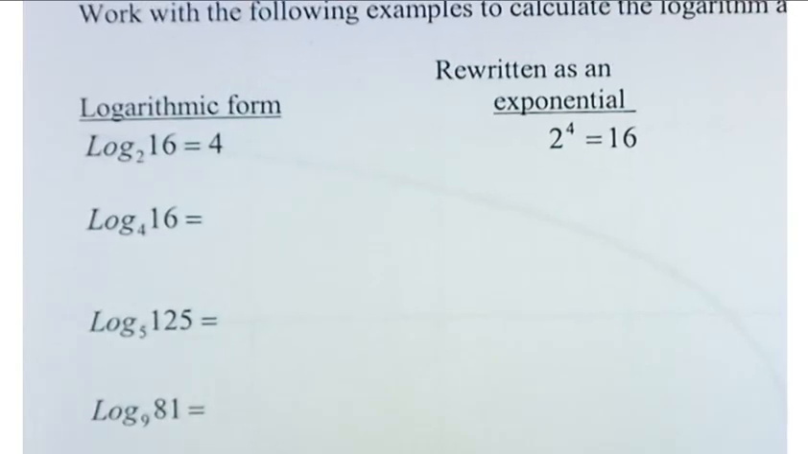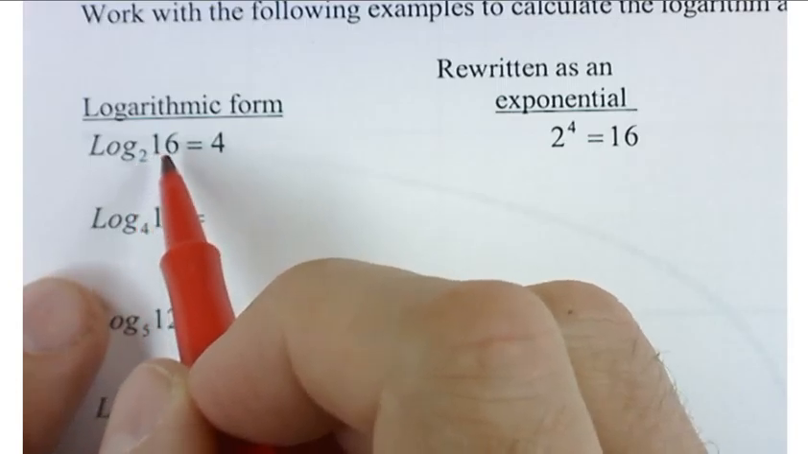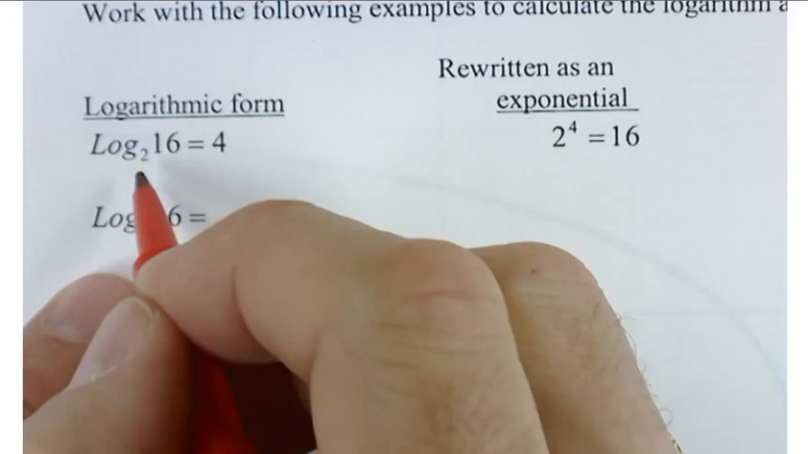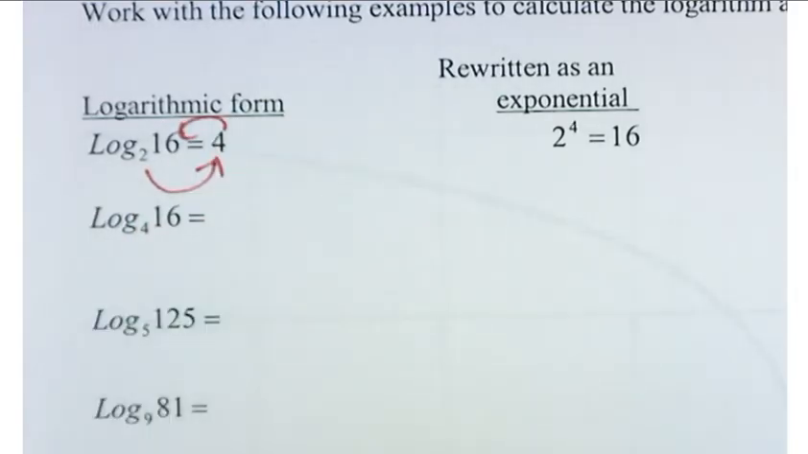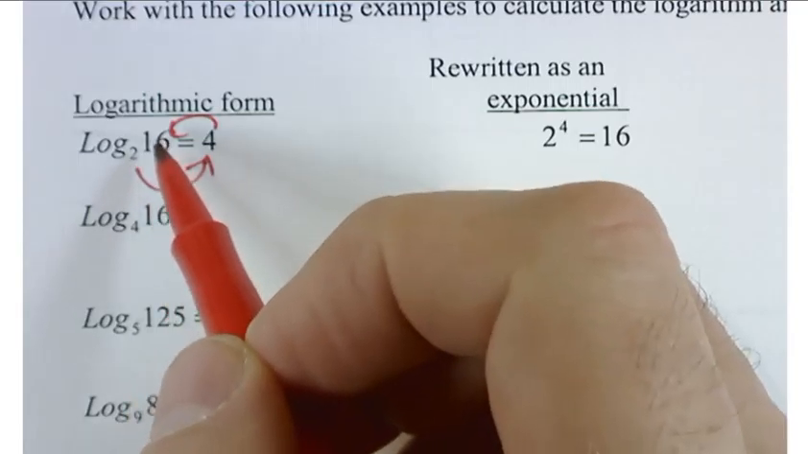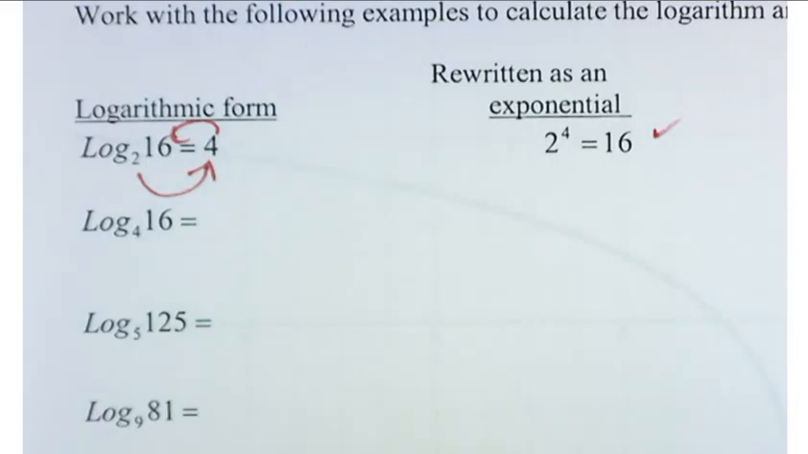So the first example is kind of already done. Log base 2 of 16 is 4. All right, well, why is that? Well, that's true because 2 raised to the 4th power gives me 16. That's what the logarithm is. It's telling you what exponent you would use for the base of 2 to give you 16. 2 to the 4th power equals 16. And that's right here.